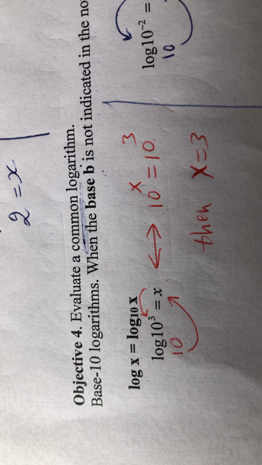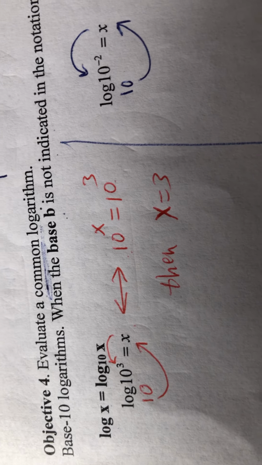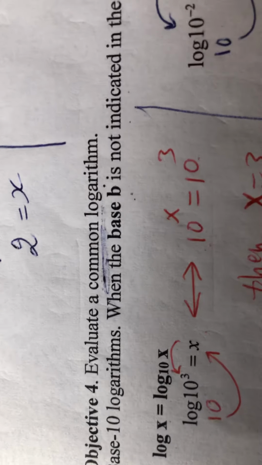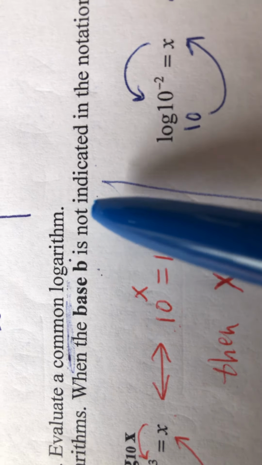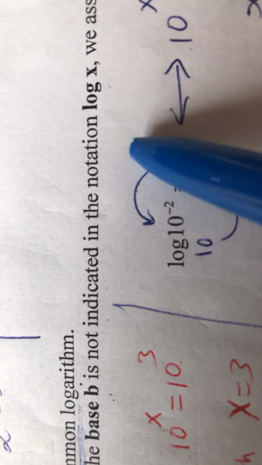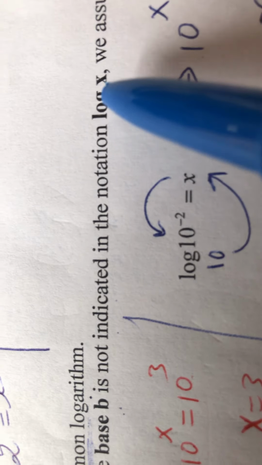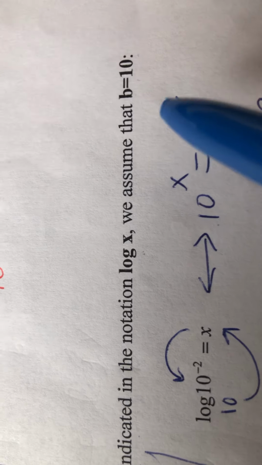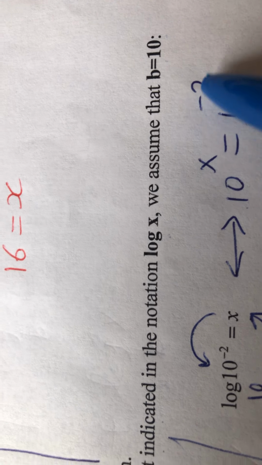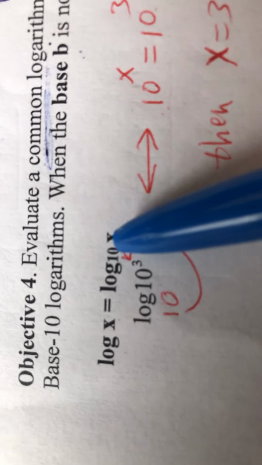Objective 4. Evaluate a common logarithm. Base 10 logarithm. When the base b is not indicated in the notation, like this, log x, we assume that b equals 10. So for example, if we see log x like this, the base is not indicated. This means that the base is 10. This is called common logarithm.